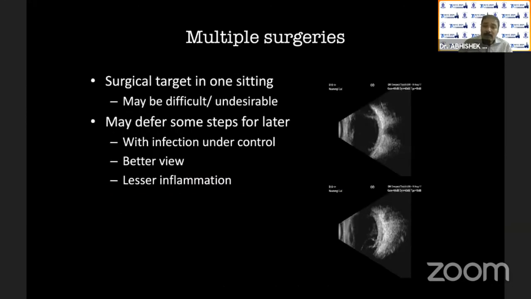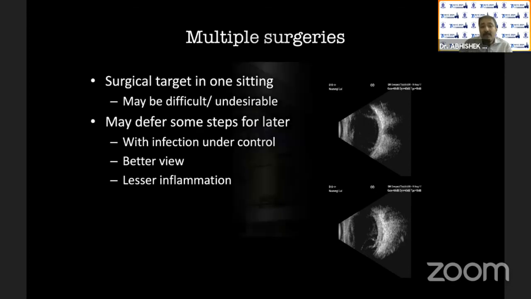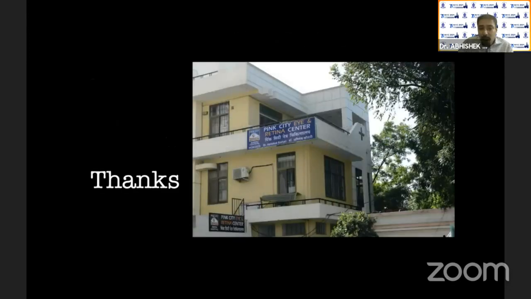So the other thing that I want to highlight is multiple surgeries. Surgical targets in one sitting may be difficult, and may also be undesirable. So sometimes it is better to defer certain steps for later, when your infection is under better control, you have a better view and lesser inflammation. So the point I wanted to make was that not everything can be achieved in fulminant endophthalmitis in one go. Whenever you see a case, you always have to inform the patient that he is up for multiple surgeries, and you go in a stage-wise manner to make sure that you get the best outcome possible.